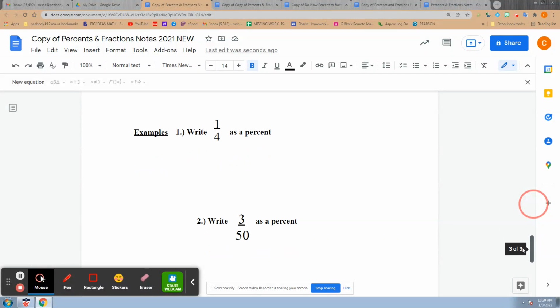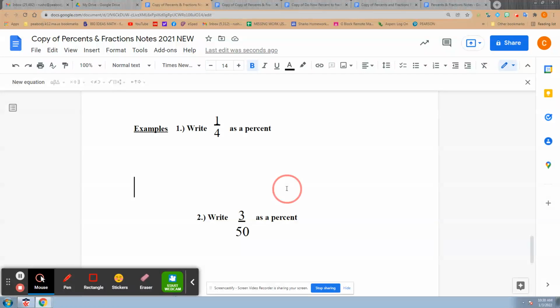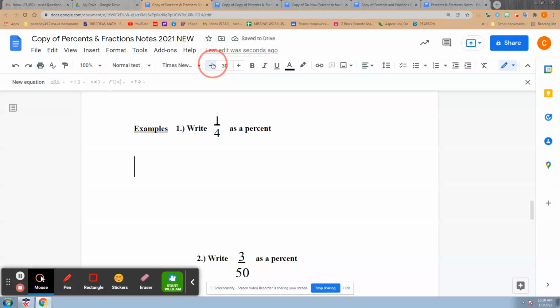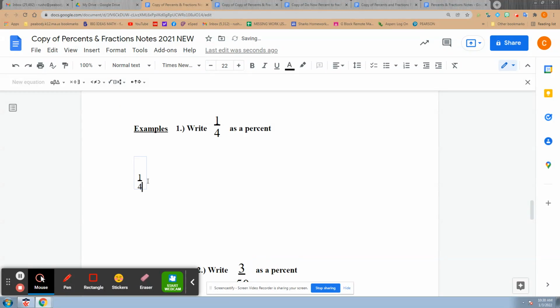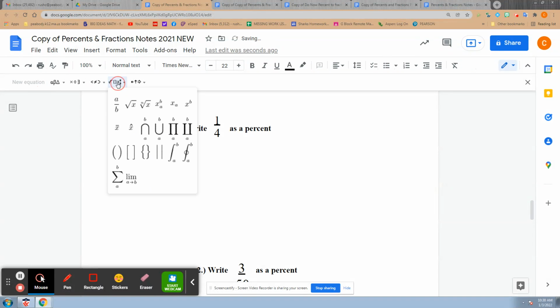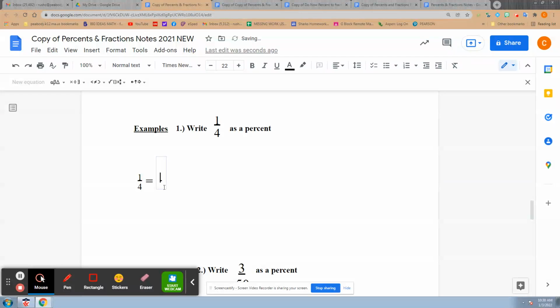All right, first one, write 1/4 as a percent. What we're going to do first is you are going to set it up like I am. You're going to turn 1/4 into a new fraction with 100 on the bottom. Okay, so set it up like this. So we have 1/4 equals something over 100, because percents are always out of 100.